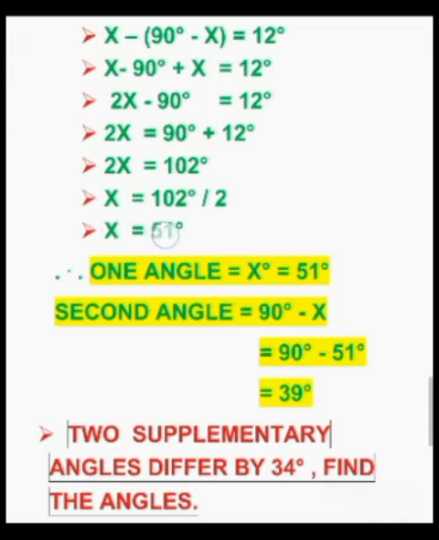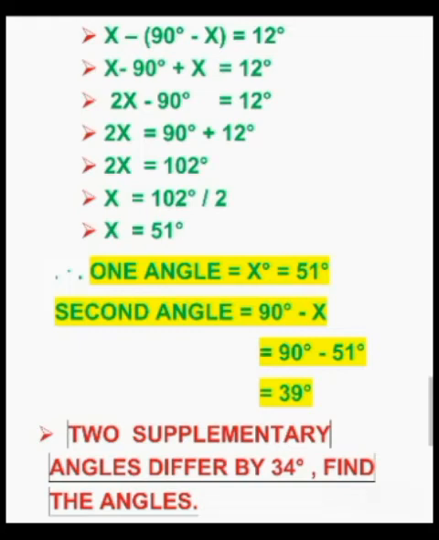So the first angle, which we have considered as x, is equal to 51 degrees. And the second angle we have considered as 90 minus x. So 90 minus 51 is equal to 39 degrees. So of the two complementary angles, one angle is 51 and the second angle is 39 degrees. Children, this sum is very important.